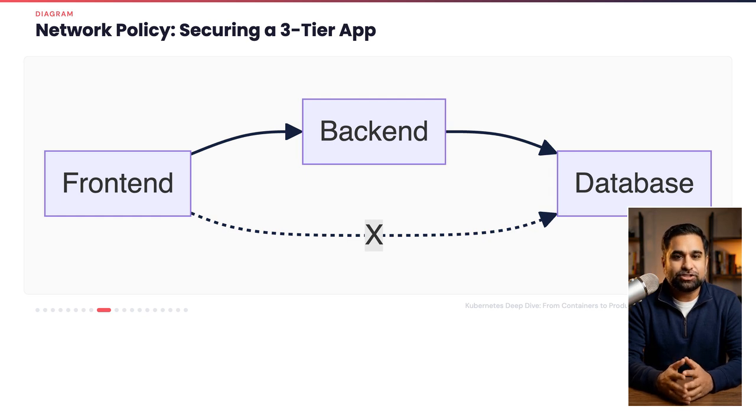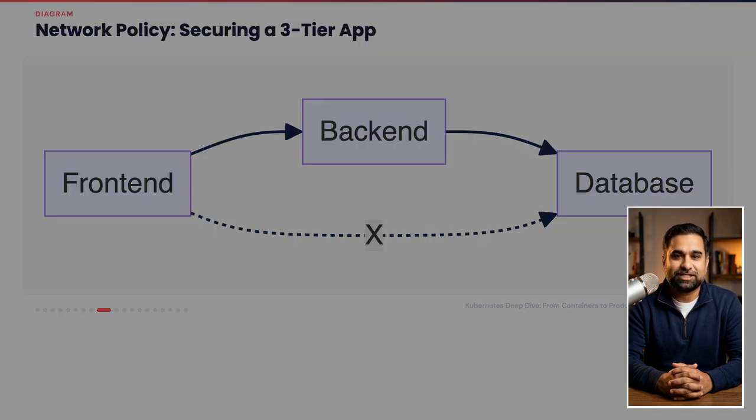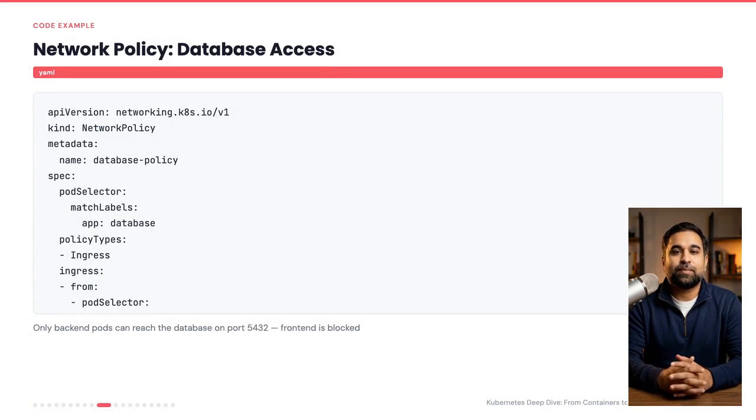Blue green and canary strategies. Blue green deployment maintains two identical environments. Deploy to the idle one, test thoroughly, then switch traffic instantly. If something goes wrong, switch back. The downside, double the infrastructure.